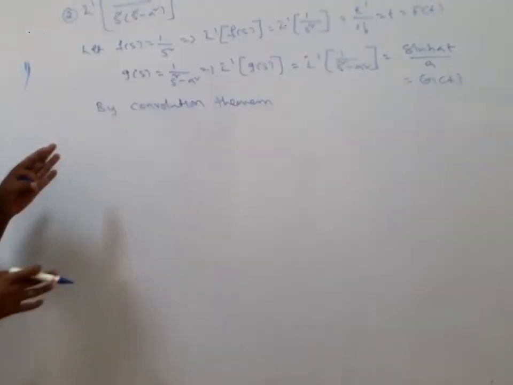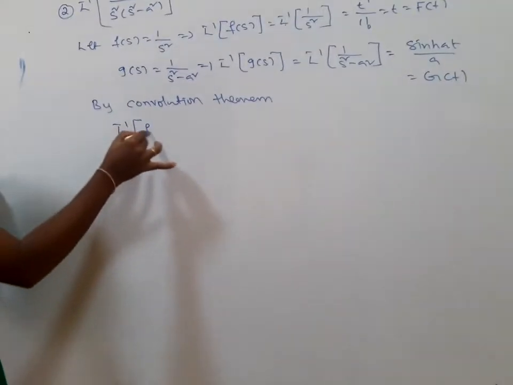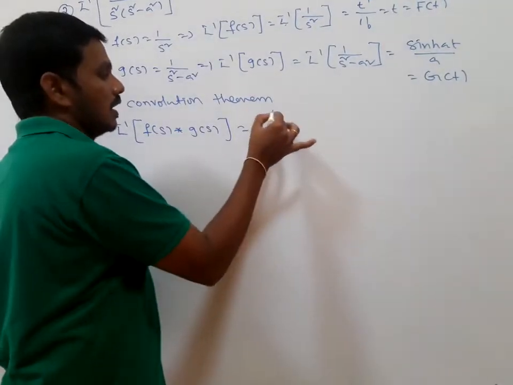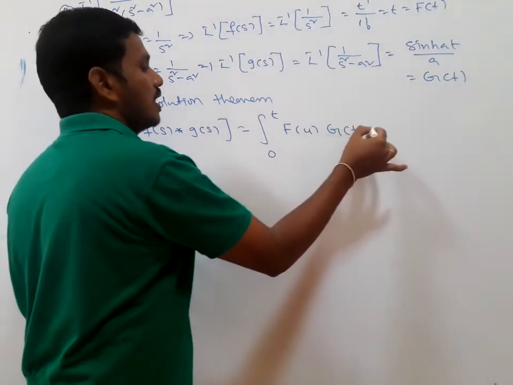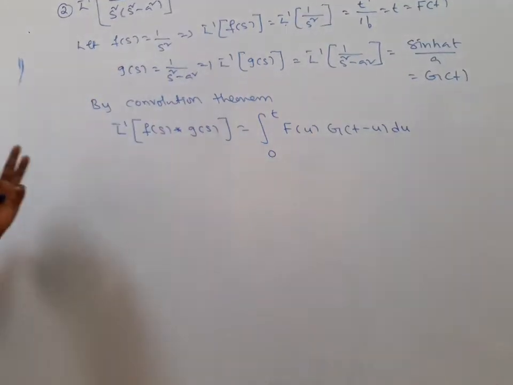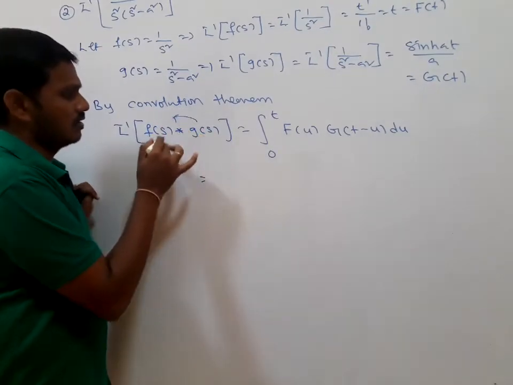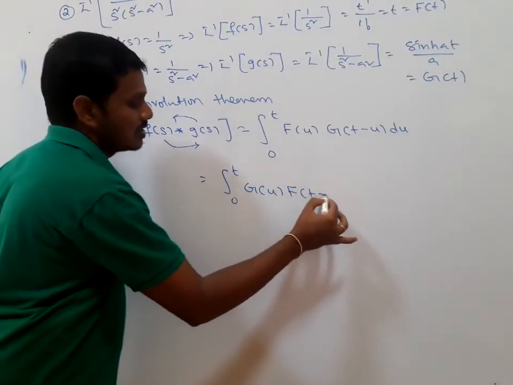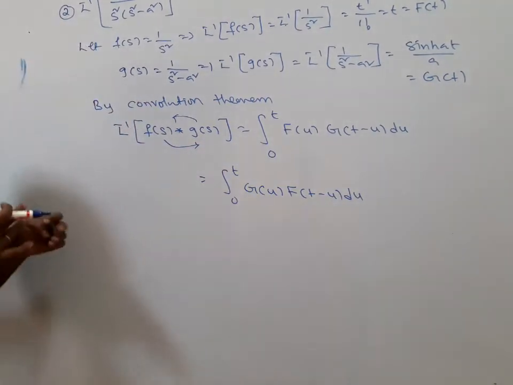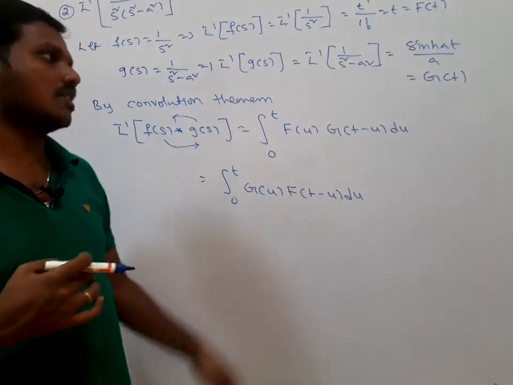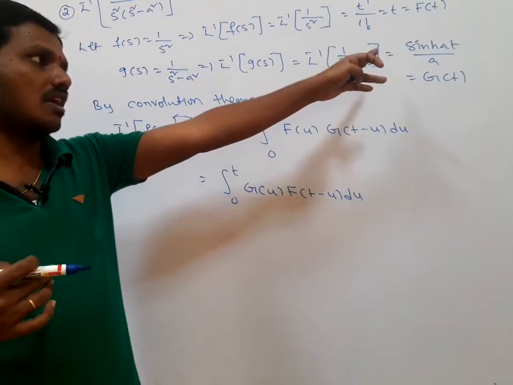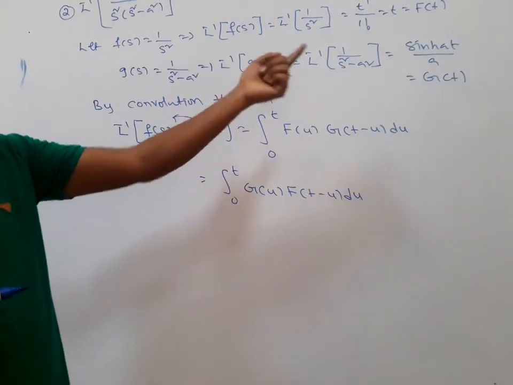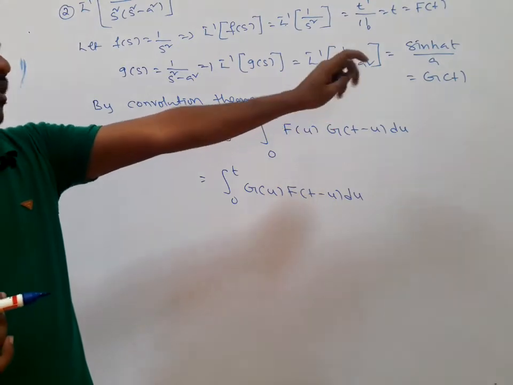If I write the convolution theorem, L inverse of f of s into g of s is equal to integral 0 to t f of u g of t minus u du. If you change the order, this is the same as integral 0 to t g of u f of t minus u du. What is the reason for interchanging the terms? If you take g of t, then g of t minus u becomes sinh a of t minus u. That is a bigger term compared to t, and the differentiation is also not easy. So in that case I am changing like this.